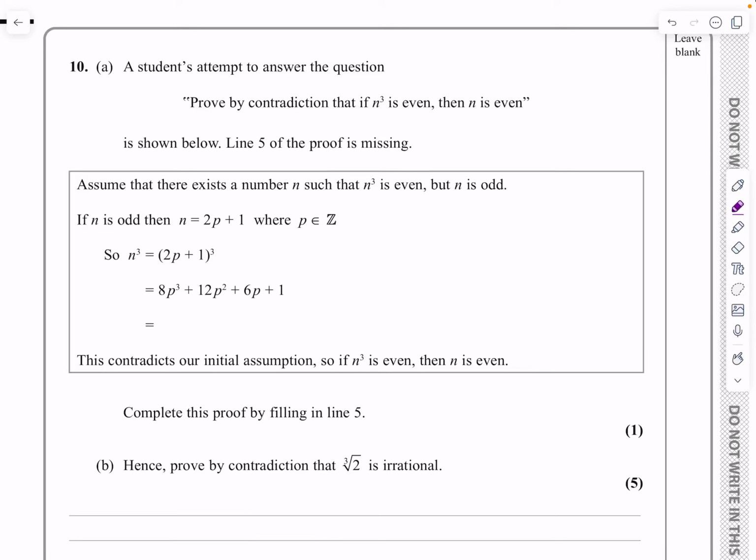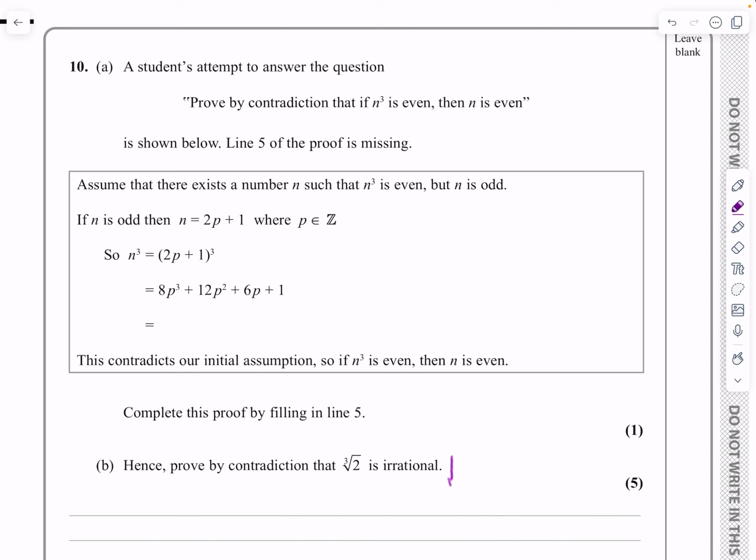Okay, this is the P4 paper from October 2021. It's question number 10, and we can see that this is a proof question, and more particularly, a proof by contradiction question. Question number 10 is the last question in the paper, so normally they're quite difficult. I think with this one, it's the fact that it's proof, and there aren't many proof questions out there.